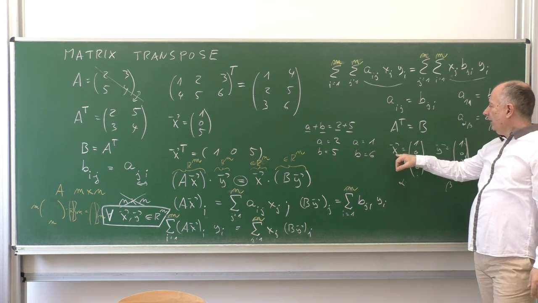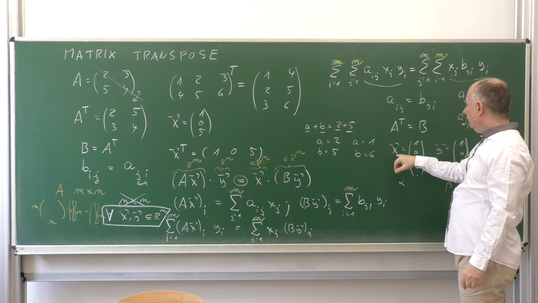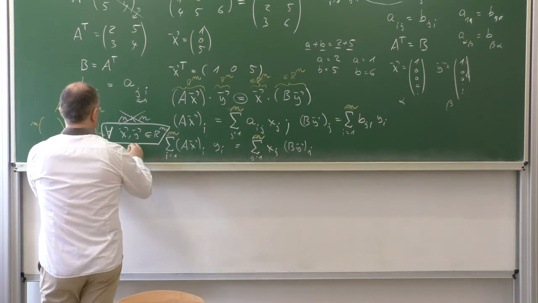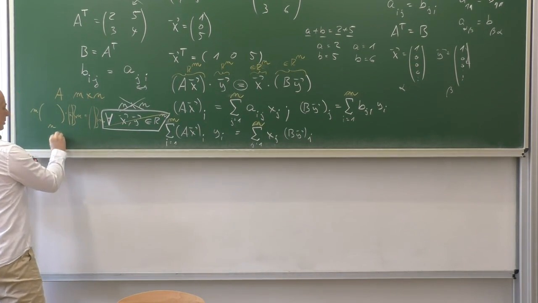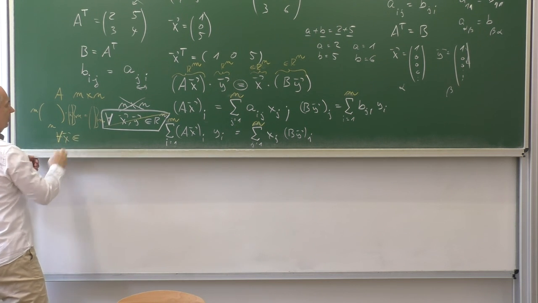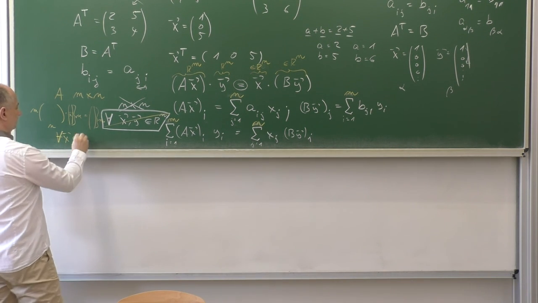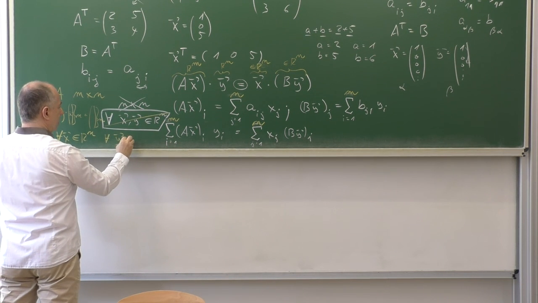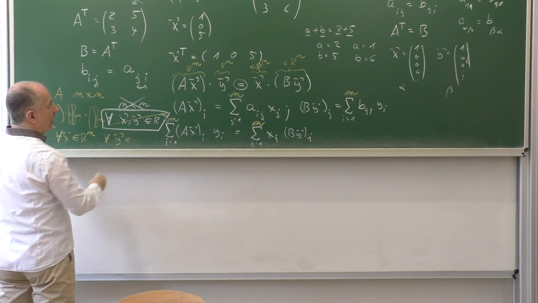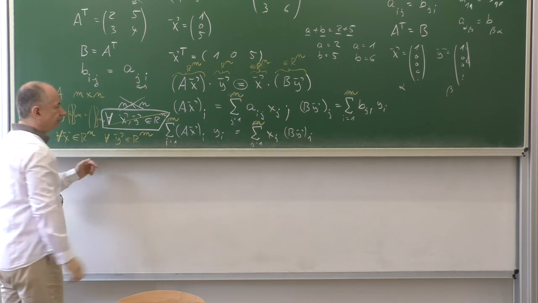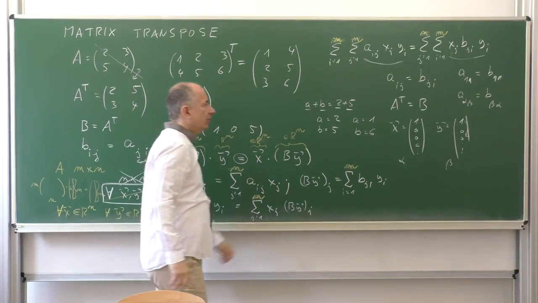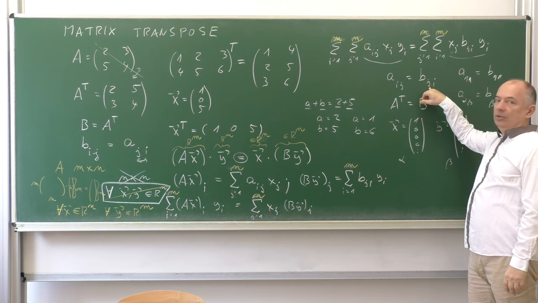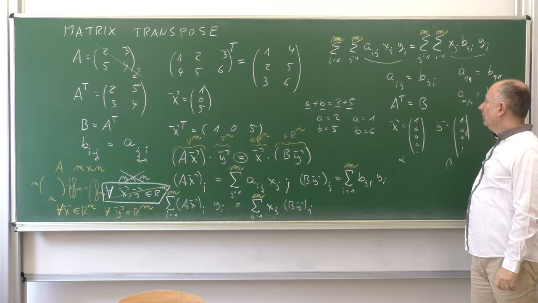And once again, this should be true for all vectors x and all vectors y, so we rewrite this condition as: for all x from Rn and for all vectors y from Rm. And we come to the same conclusion that A sub ij must be B sub ji. That means A transpose is B.